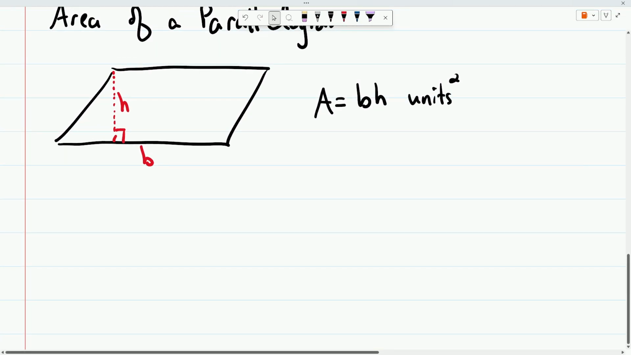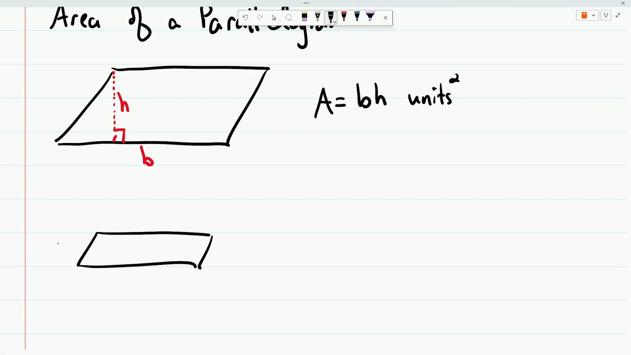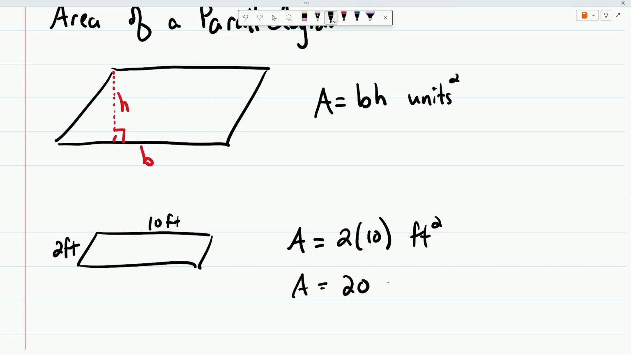So an example would be something like this. Here we have 2 feet, and then we have 10 feet, okay? The area would be 2 times 10 feet squared, which turns out to be 20 feet squared.